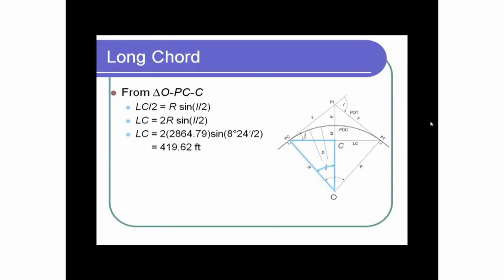Substitute in our values, and we've got the long chord as being 419.62 feet, obviously slightly shorter than going along the curve, 420 feet.